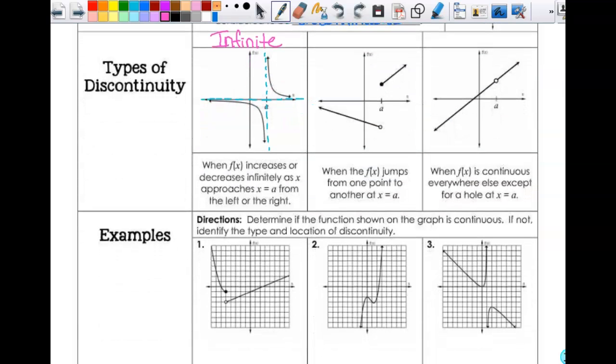So it says, when f of x increases or decreases infinitely as x approaches a. So as x gets closer and closer to this asymptote, it's going to decrease infinitely. Then that's what makes it an infinite discontinuity. Okay.